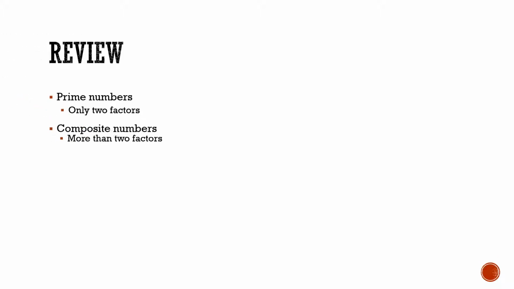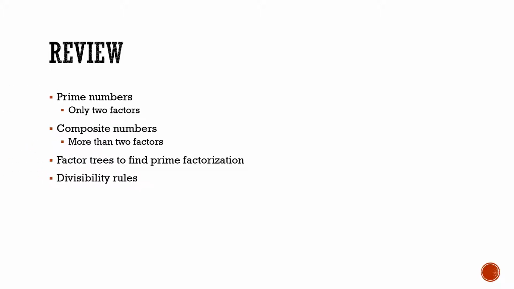Some review from lesson 9. Remember we talked about prime numbers. They only have two factors, one and themselves. Composite numbers have more than two factors. And then we use factor trees to find prime factorization. We also talked a little about divisibility rules. Those will help you quickly tell if a larger number can be divided by the numbers 2 through 10, except for 7. Remember, 7 didn't have a divisibility rule.